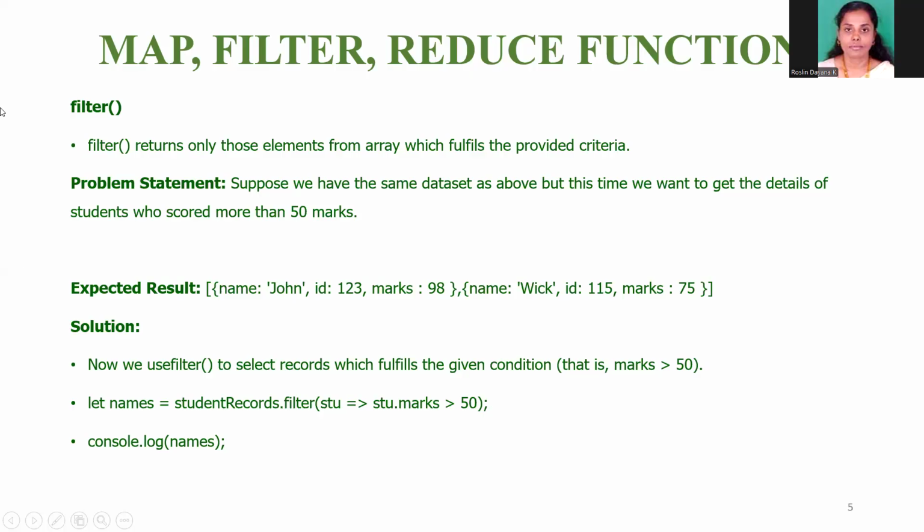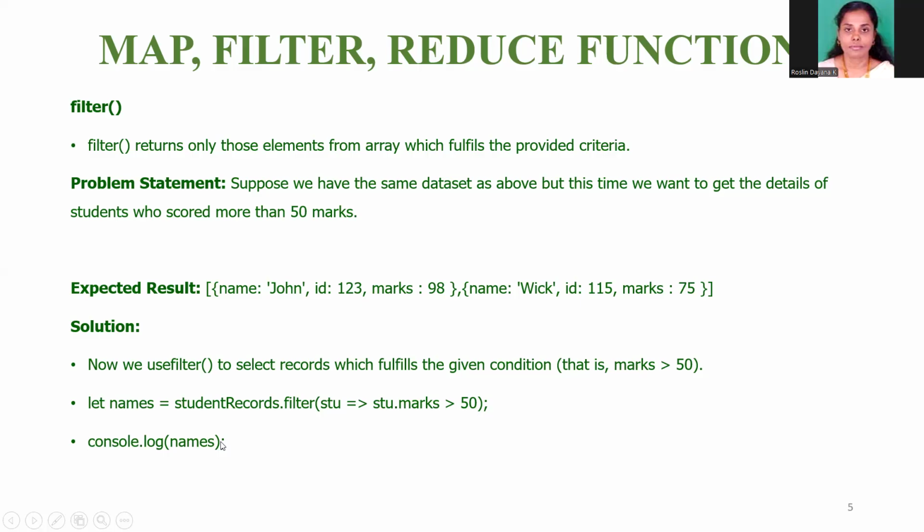The next method, after the map method, is the filter method. The filter method returns only those elements from the array which fulfill the provided criteria. If a condition is satisfied, that value will be taken. That is called the filter method. Here the problem statement is, we have the same data set as above, but this time we want to get the names of students who scored more than 50. Here John scored 98 and Vic scored 75. Others have scored less than 50.